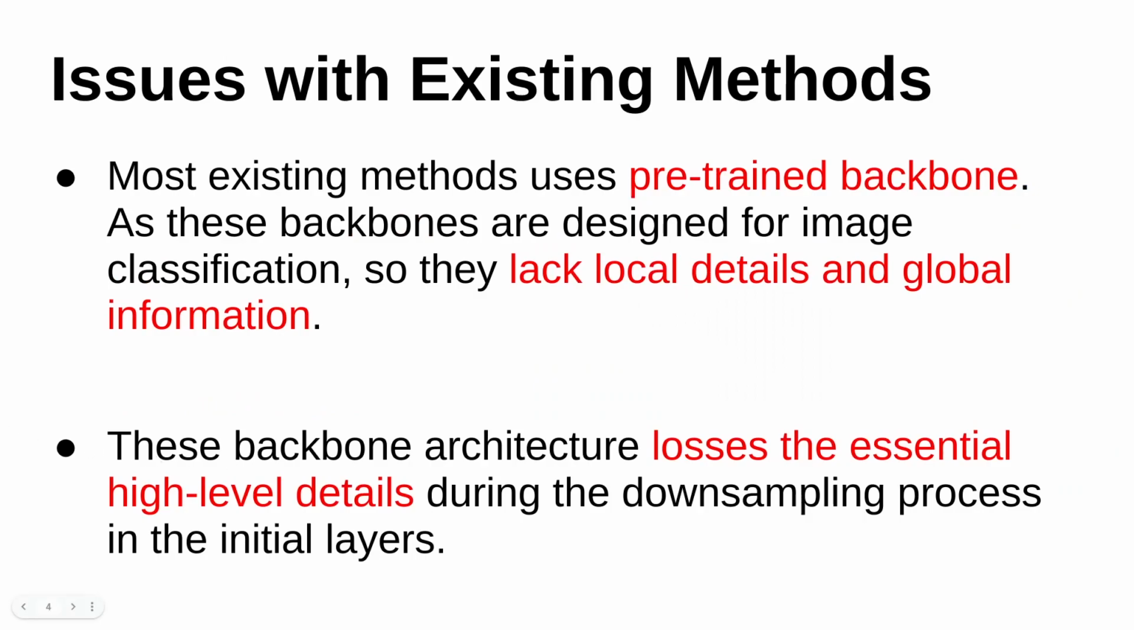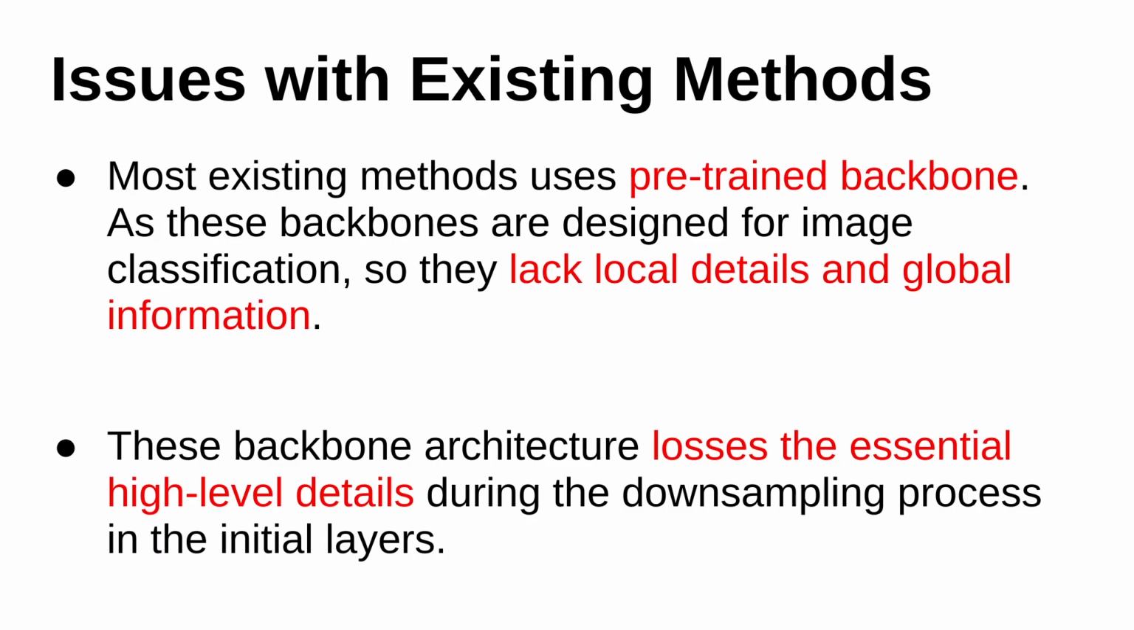Now, what are the issues with existing methods that U2Net has solved? Most existing methods use pre-trained backbones such as VGG, ResNet, ResNeXt, DenseNet and more. And these backbones are designed for image classification. So they lack the local details and global information, which are really important for salient object detection. So using a pre-trained backbone is not as efficient as it should be.